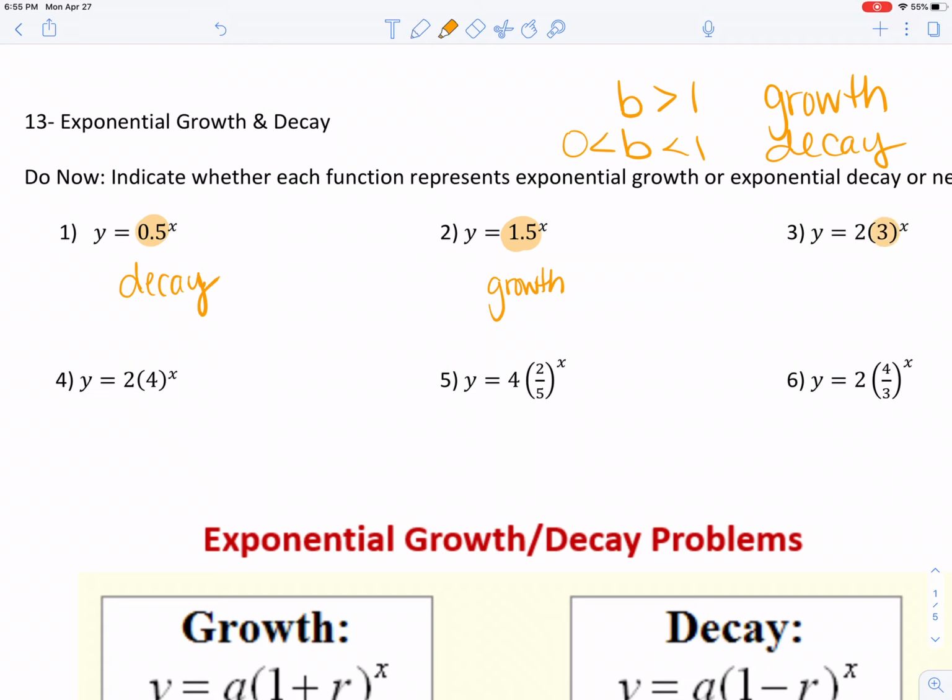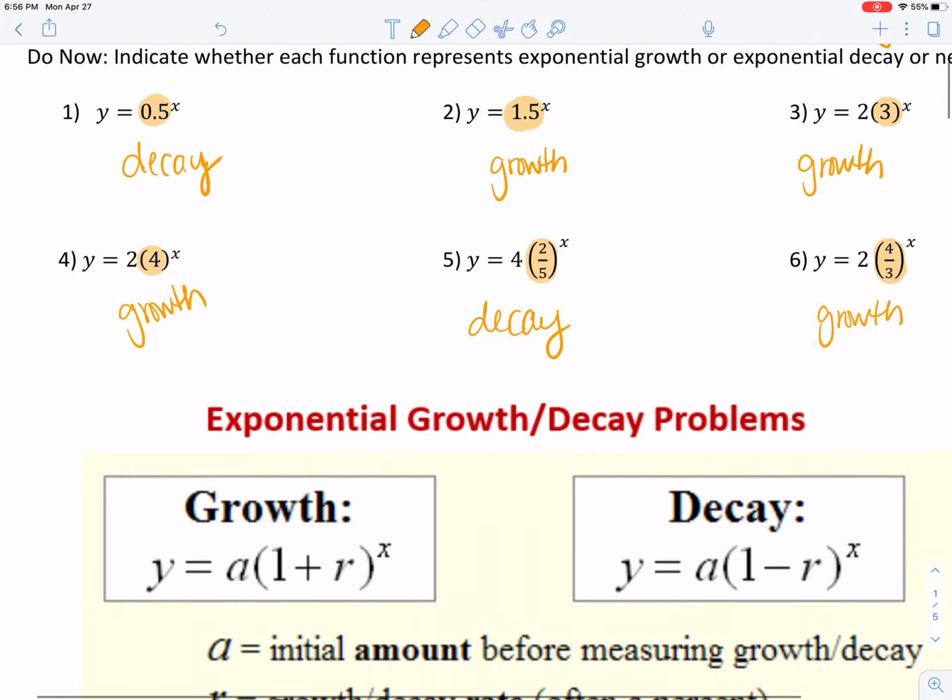The next one, the base is 3, just the number that has the exponent over it. 3 is greater than 1, so it's growth. Number 4 has a 4, so it's growth. Number 5 has a base of 2/5, which is between 0 and 1, so it's decay. And then there's another fractional base here, 4 over 3, but 4 over 3 is greater than 1 because it's an improper fraction, so it's growth.